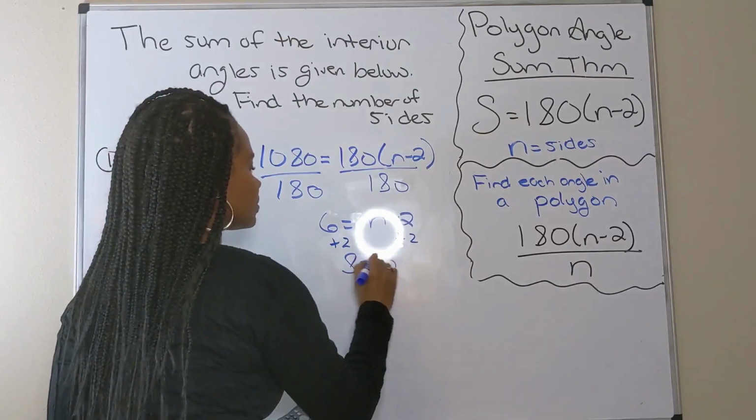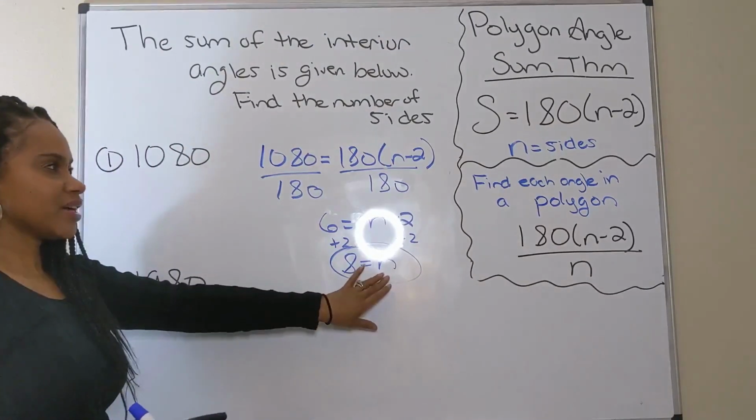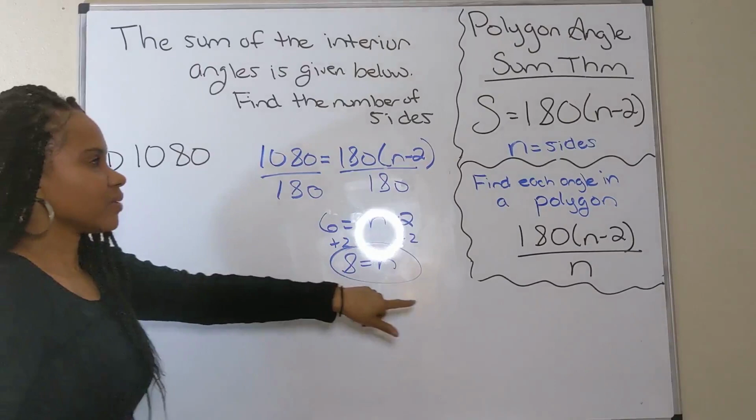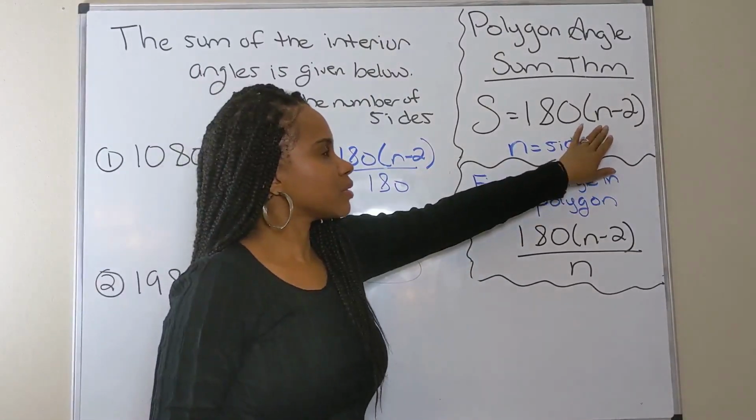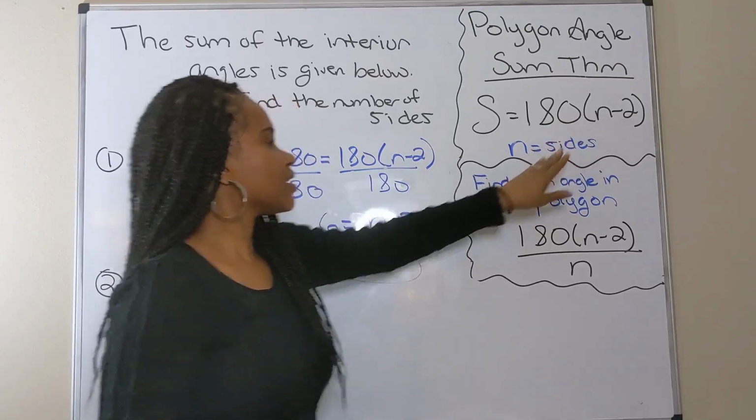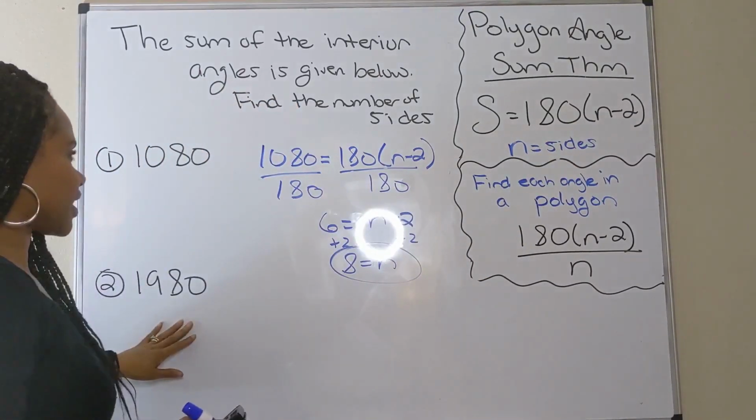So n equals 8. All right, and of course you could check your answer by just plugging it back into the formula. If n equals 8, 8 minus 2 is of course 6, and 6 times 180 does in fact give you 1080. All right, so now let's try this last problem here.